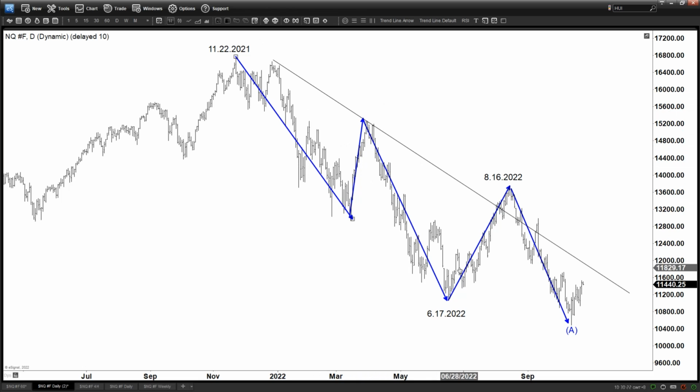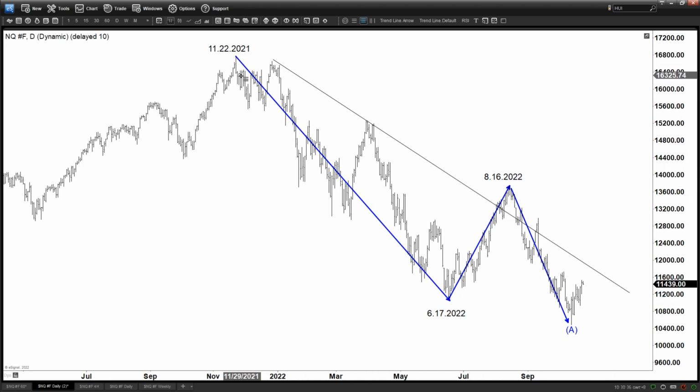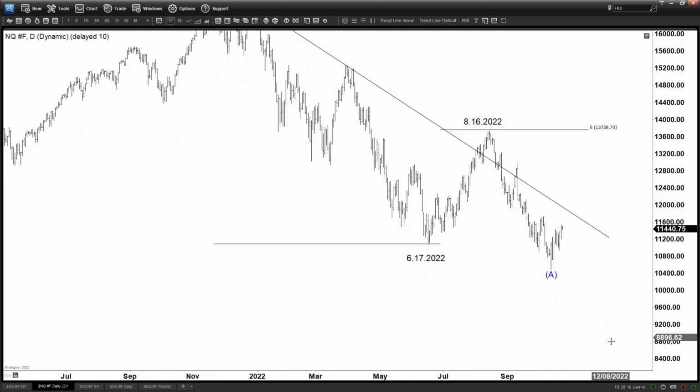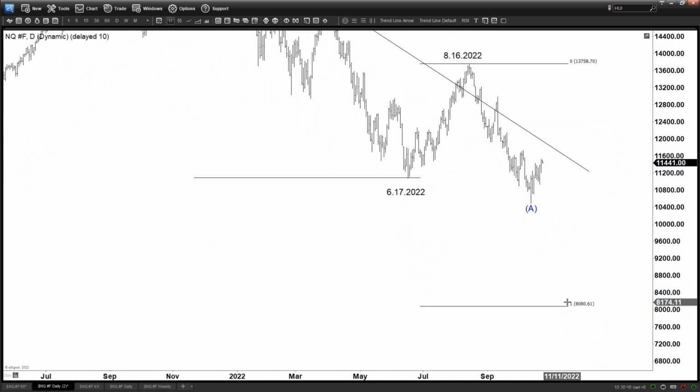So these 3 swings here become a bigger cycle, and you got this new cycle that breaks the trend line, and then you got a new cycle again that breaks below the previous low. So you got a lower low sequence, and if you just measure the extension from the peak to the June low projected from the August peak, you will have a 100% target on the downside, 8,080.